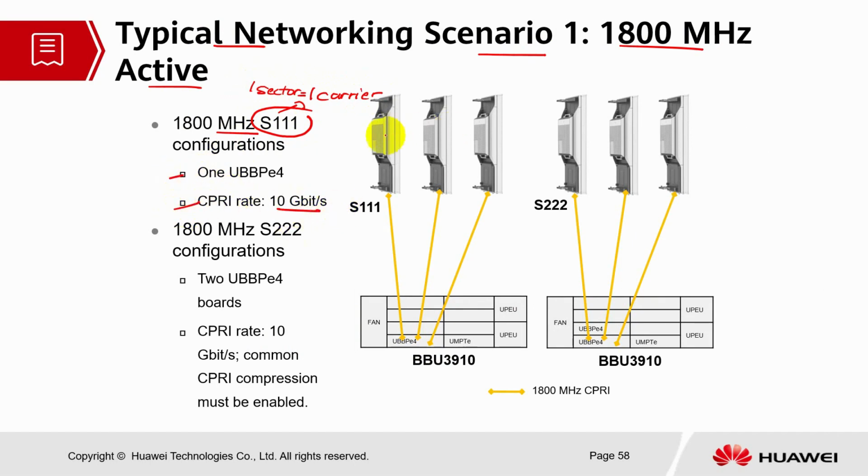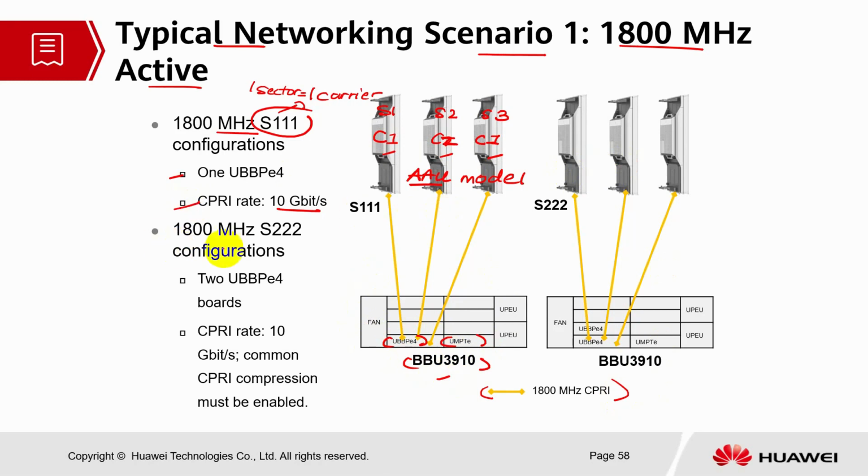So let's look into the model. So this is carrier 1, carrier 2, and the 3rd carrier. So each of the sectors, sector 1, sector 2 and sector 3, will have 1 carrier each. So this is actually an AAU model. So for this 1800 CPRI, we are using the AAU model, and 1 UBBP E4 and 1 UMPTE, we are using BBU 39110.